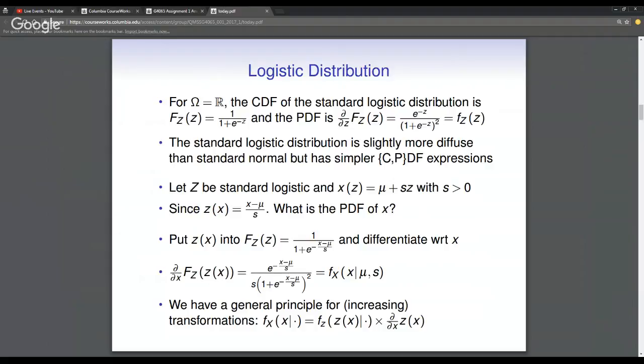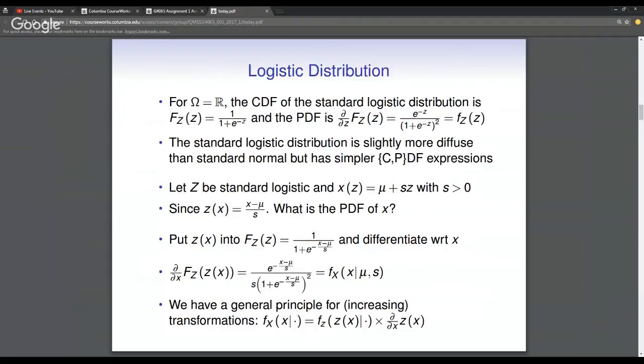So what we have stumbled into is a general principle for deriving new distributions under increasing transformations. That's why I said that s had to be positive here. So that's a minor restriction. So if you just think about this, okay, we're going to stick z written as a function of x into the CDF and then differentiate with respect to x.